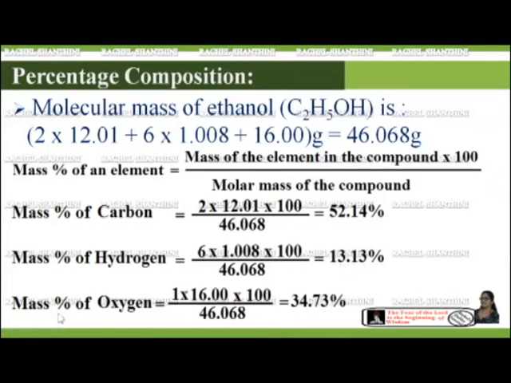Finally, we have to find the mass percentage of oxygen. We have only one oxygen, so 1 into 16.00 divided by 46.068 into 100, which gives 34.73 percentage of oxygen. So we have 52.14 percentage of carbon, 13.13 percentage of hydrogen and 34.73 percentage of oxygen in ethanol.